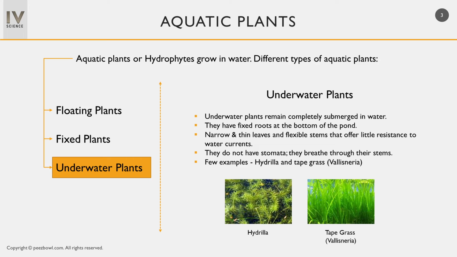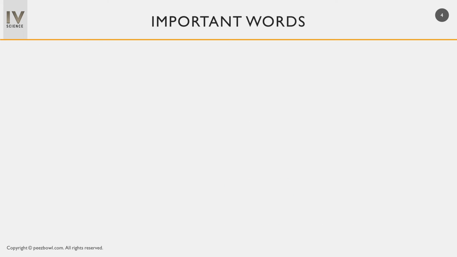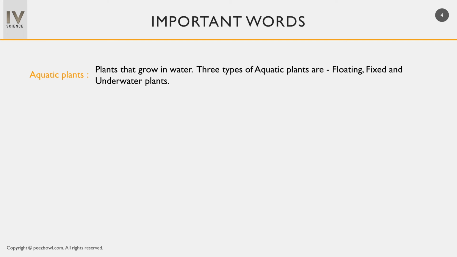Let us see the important concepts we learnt in this lesson. We learnt about aquatic plants. We saw that aquatic plants grow in water. There are three types of aquatic plants, which are floating plants, fixed plants, and underwater plants.